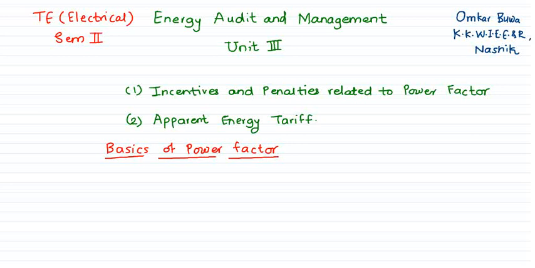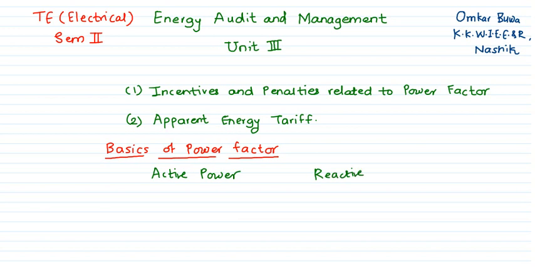But before starting the actual discussion of incentives and penalties, I would like to just revise the concept of power factor. As you all are aware, there are mainly two types of powers, one is active power and another is reactive power. The combination of these two is expressed as another type of power which is called apparent power.